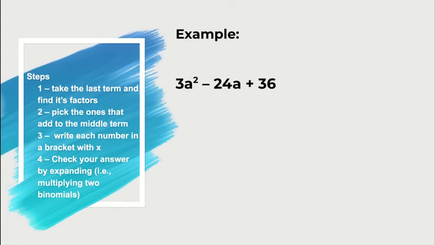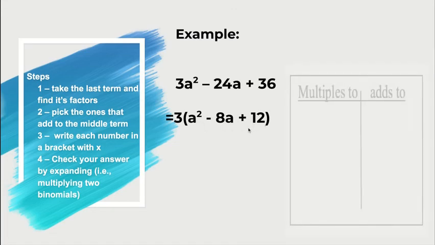Okay, in our last example, again, we have a number in front of our squared variable, so we need to pull it out. Each one of these can be divided by 3, so we're going to pull 3 out and put it in the front. So I've got 3 at the front, I've got x squared, 24 divided by 3 is 8, and 36 divided by 3 is 12. So now we're only going to factor the inside here.